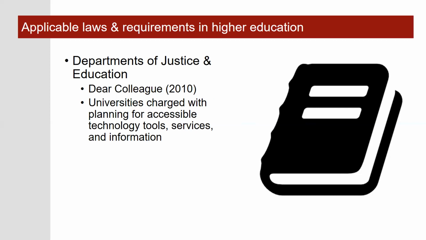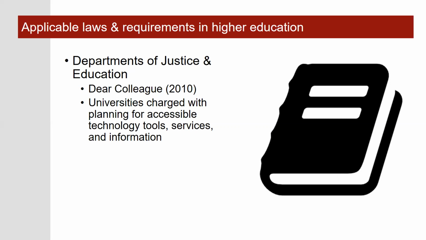In a subsequent Dear Colleague letter to colleges and universities, the U.S. Departments of Justice and Education stated that requiring the use of emerging technology that's inaccessible to students with disabilities constitutes discrimination under Section 504 and the ADA. And in that letter, they also reminded colleges and universities of our responsibilities to ensure students have equal access to technologies used for teaching and learning. Universities are now charged with planning for accessible technology tools, services, and information.